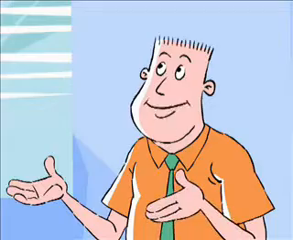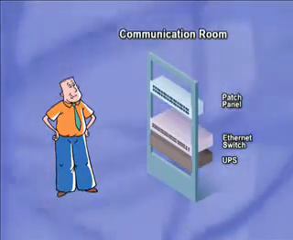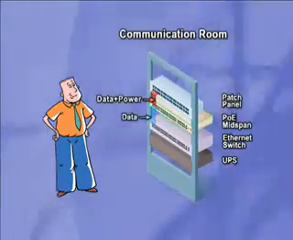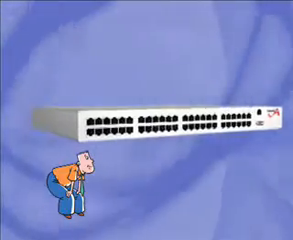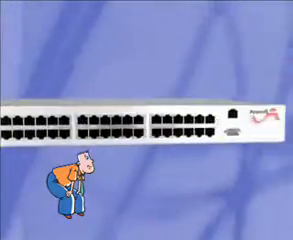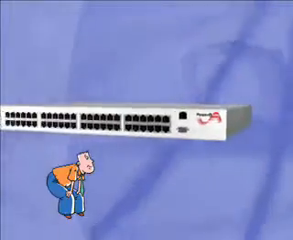But where do I put all those boxes? Midspans go in your computer room, right next to the LAN switch and the UPS. See, this one has 24 ports. I think that's enough for everything you have there.